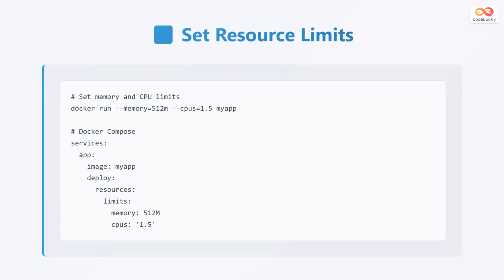Setting resource limits for your Docker containers helps prevent them from consuming excessive resources and impacting the performance of your host system. When running a container, use the --memory flag to limit the amount of memory the container can use. Similarly, use the --cpus flag to limit the number of CPUs the container can access. In Docker Compose, you can define resource limits under the deploy section for each service. Specify memory and CPU limits to ensure fair resource allocation.